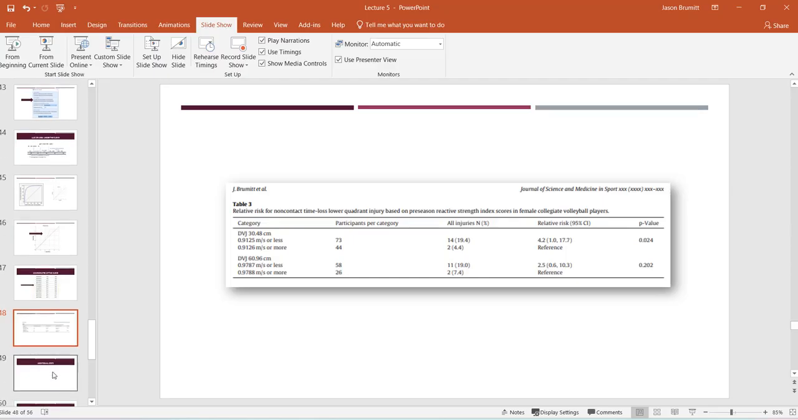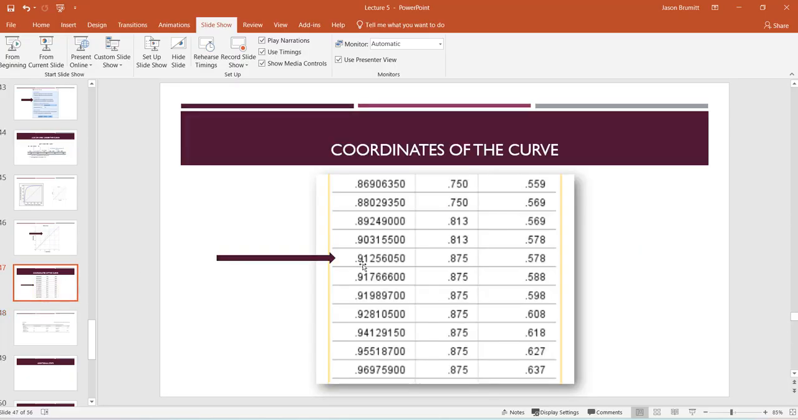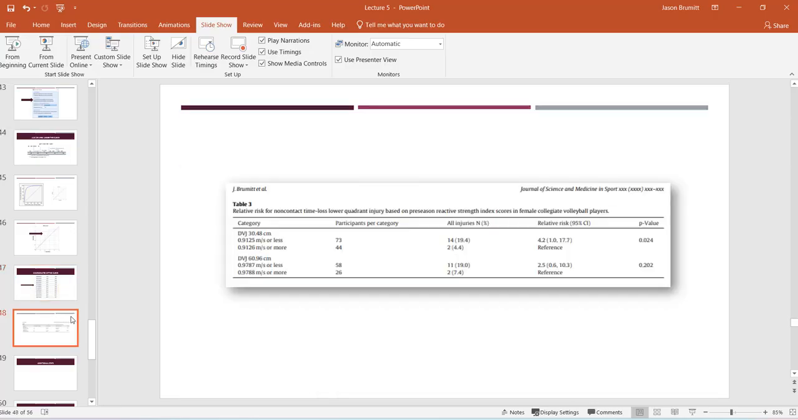So now what I did is I broke people up into at-risk and lesser risk groups. 0.9125, that was if you were 0.1925 or less, you were the at-risk group. If you were 0.9126 or more, a bigger number being something that was better, then you were in the reference group. And if we go across here, we see that there were 14 injuries in that group versus 2 in the other group, and that was 4.2 times more likely to be injured, significant 0.024.